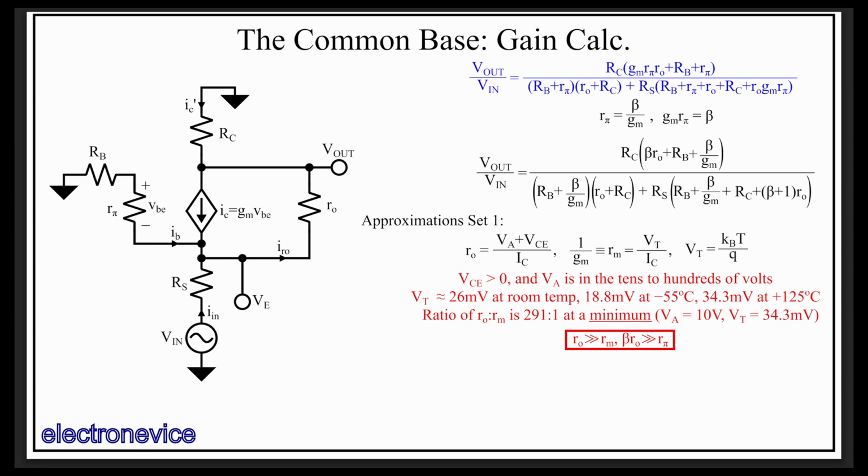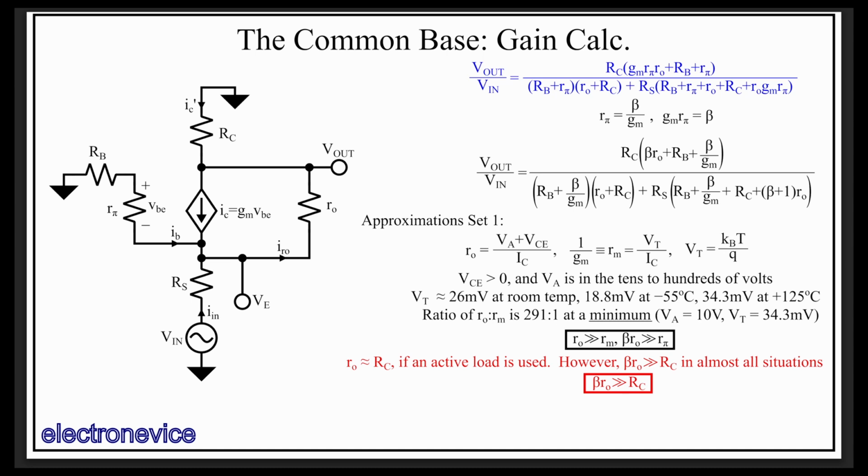Now, thinking about RC, if RC is actually an active load, it could be on par with RO, and so we can't always rule out them both being about equal. However, even if RC is an active load, beta RO is much larger than RC because beta is much larger than 1, and so we can make this approximation.